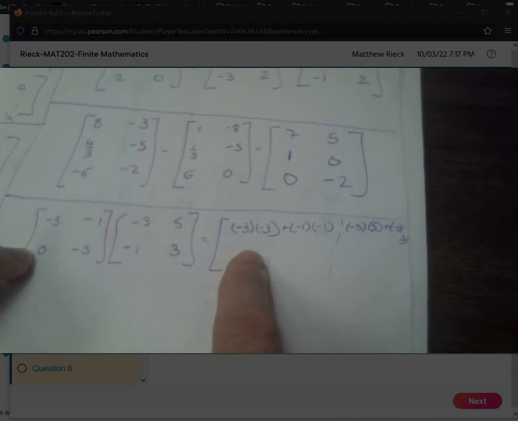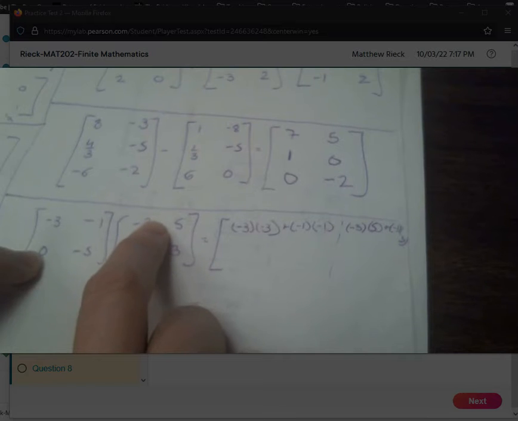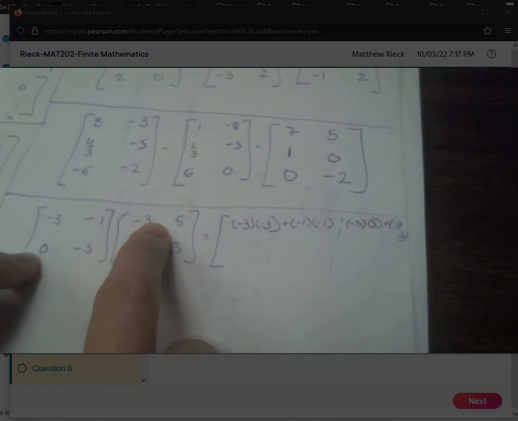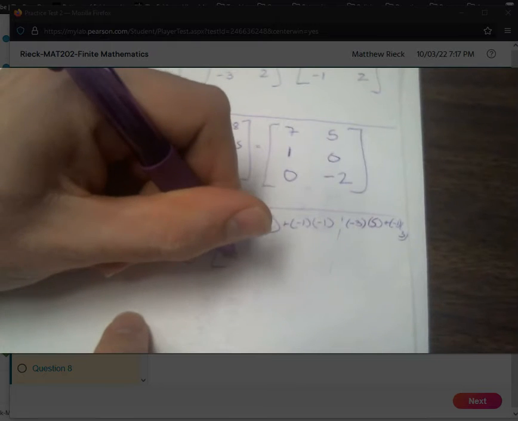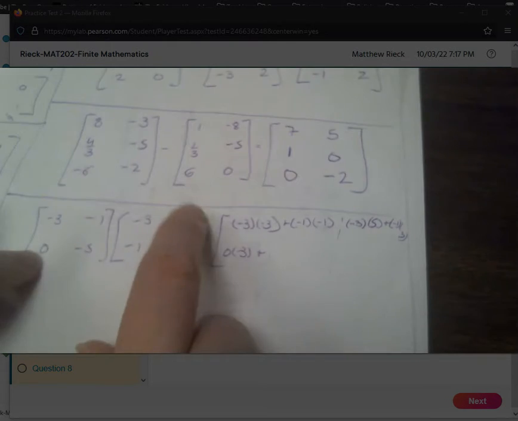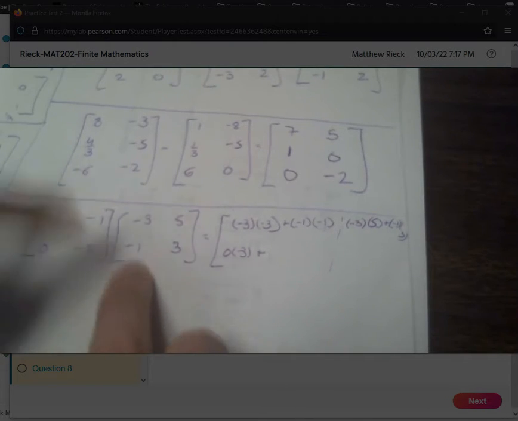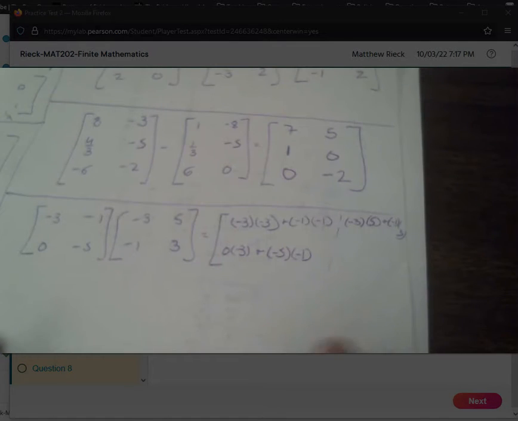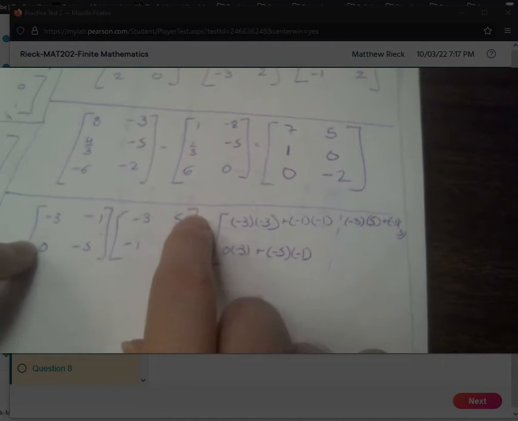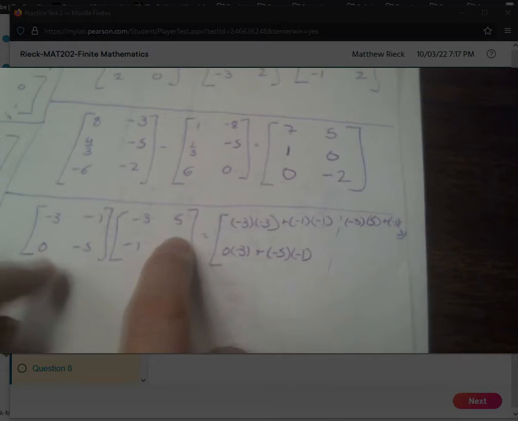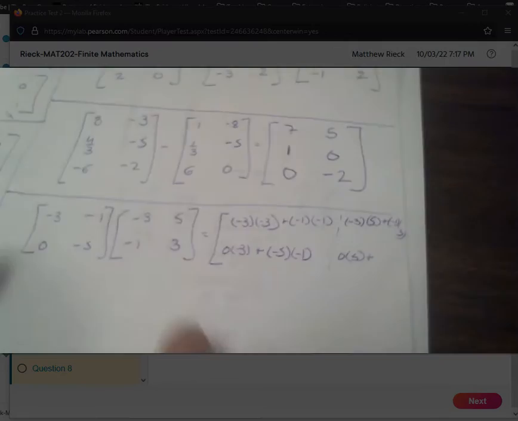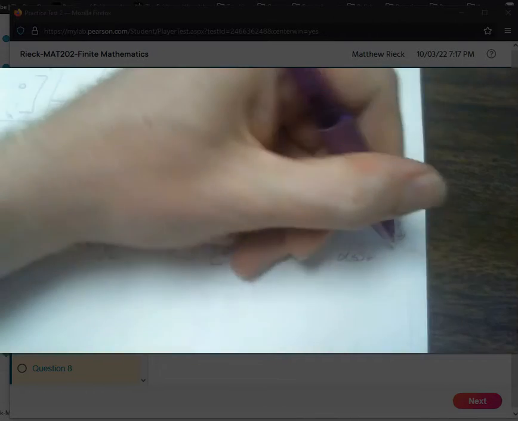All right, and then for the second row, first column, we're going to take the second row of our first matrix, again with the first column of my second matrix. So we have 0 times negative 3 plus negative 5 times negative 1. And finally, for my second row, second column, we have 0 times 5 plus negative 5 times 3.